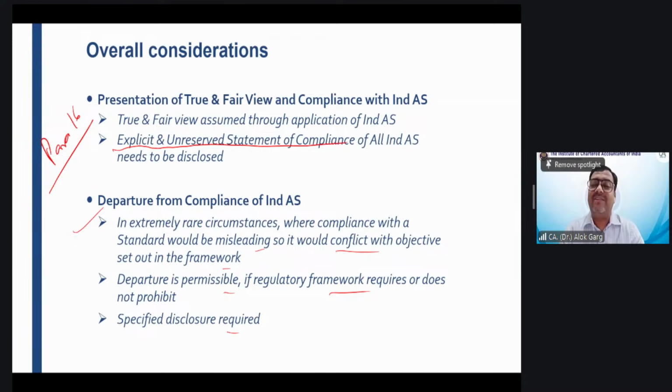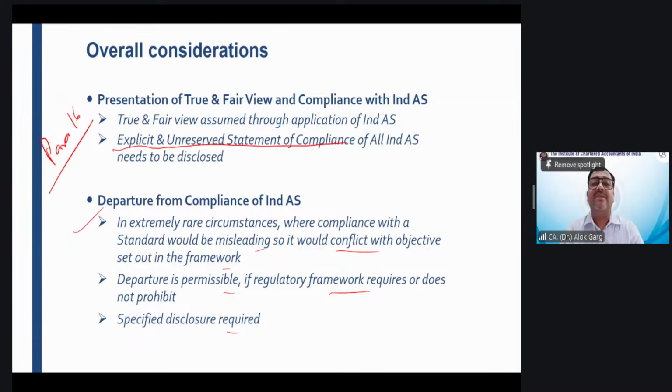So in that case, departure is permissible if regulatory framework requires or does not prohibit, or regulatory framework is silent, for example, right? Then in these kind of circumstances, if it would conflict with the objective set out in the framework, and what is the objective? The objective is confidentiality also, right? So in that case, you can depart from the compliance of Ind AS, and in that case it will be constituted as a compliant financial statement.